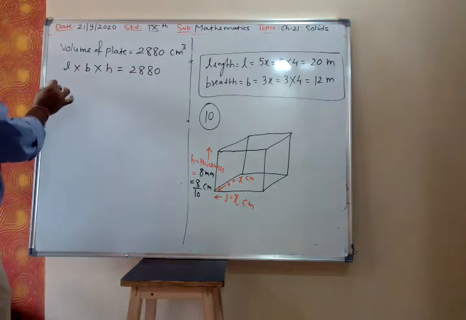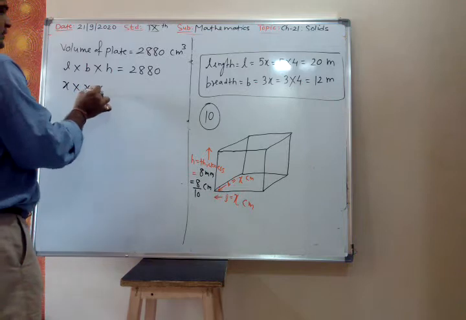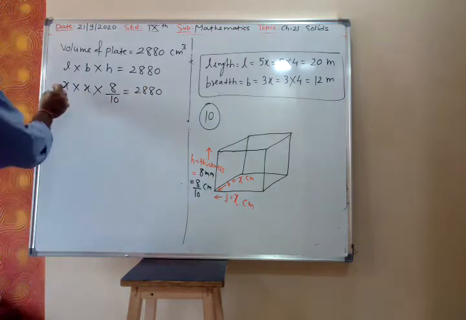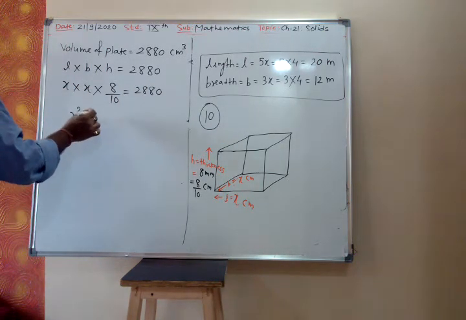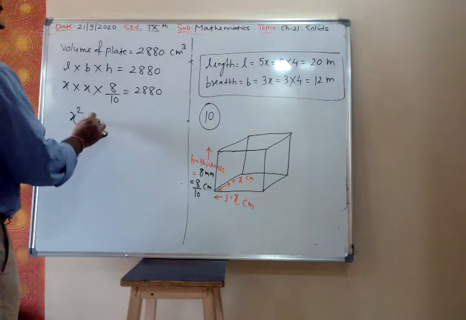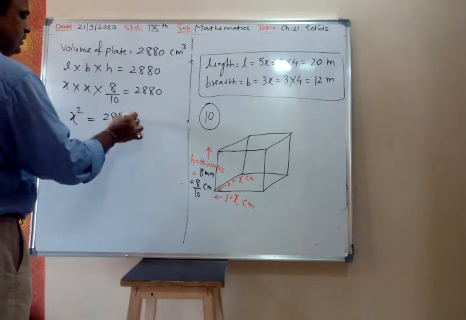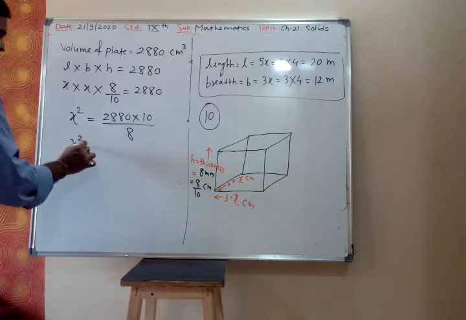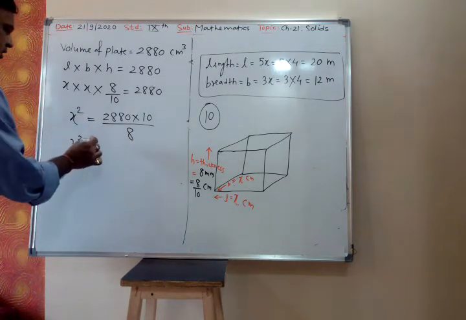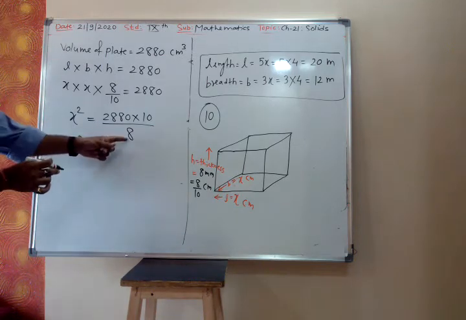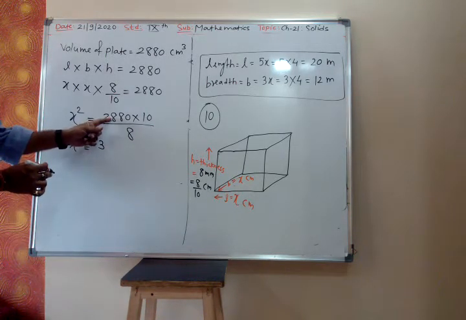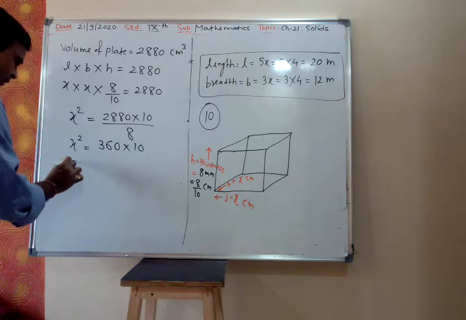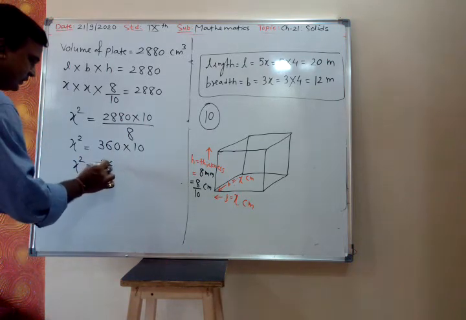So length is x, breadth is x, height is 8 upon 10, equal to 2880. So you will get x into x, x square. Then 10 will go up, 8 will go down. So that is 2880 into 10 upon 8. So x square, let us divide by 8. 8 3s are 24, 28 minus 24 is 4, 48, 8 6s are 48. So 360 into 10. So x square is 3600.